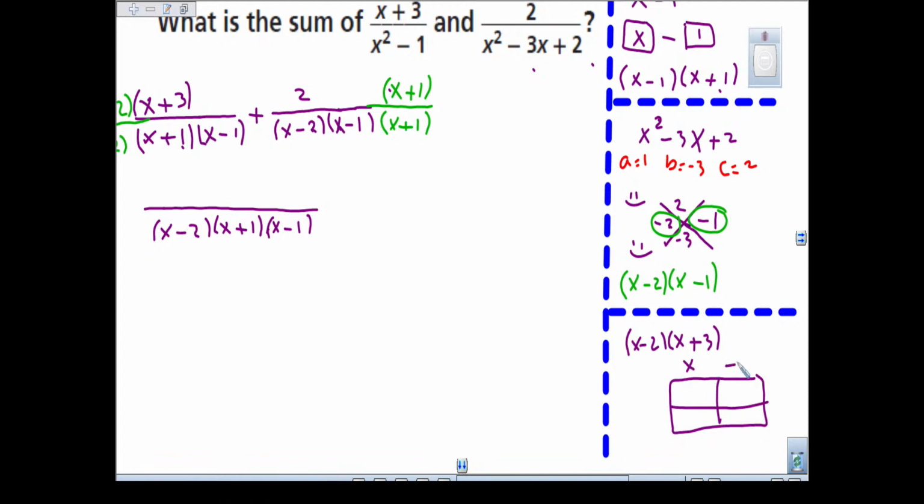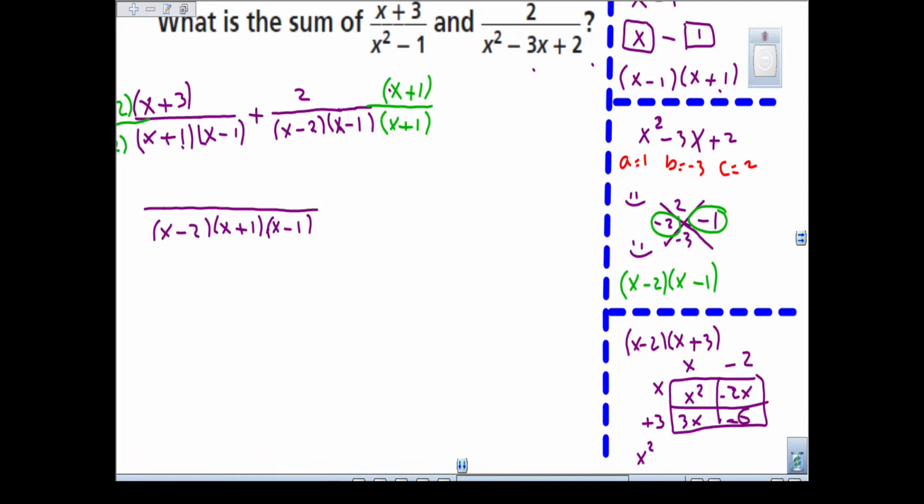(x - 2)(x + 3). x times x is x squared, minus 2 x's. I've got 3x, and I've got negative 6. So basically I've got x squared.